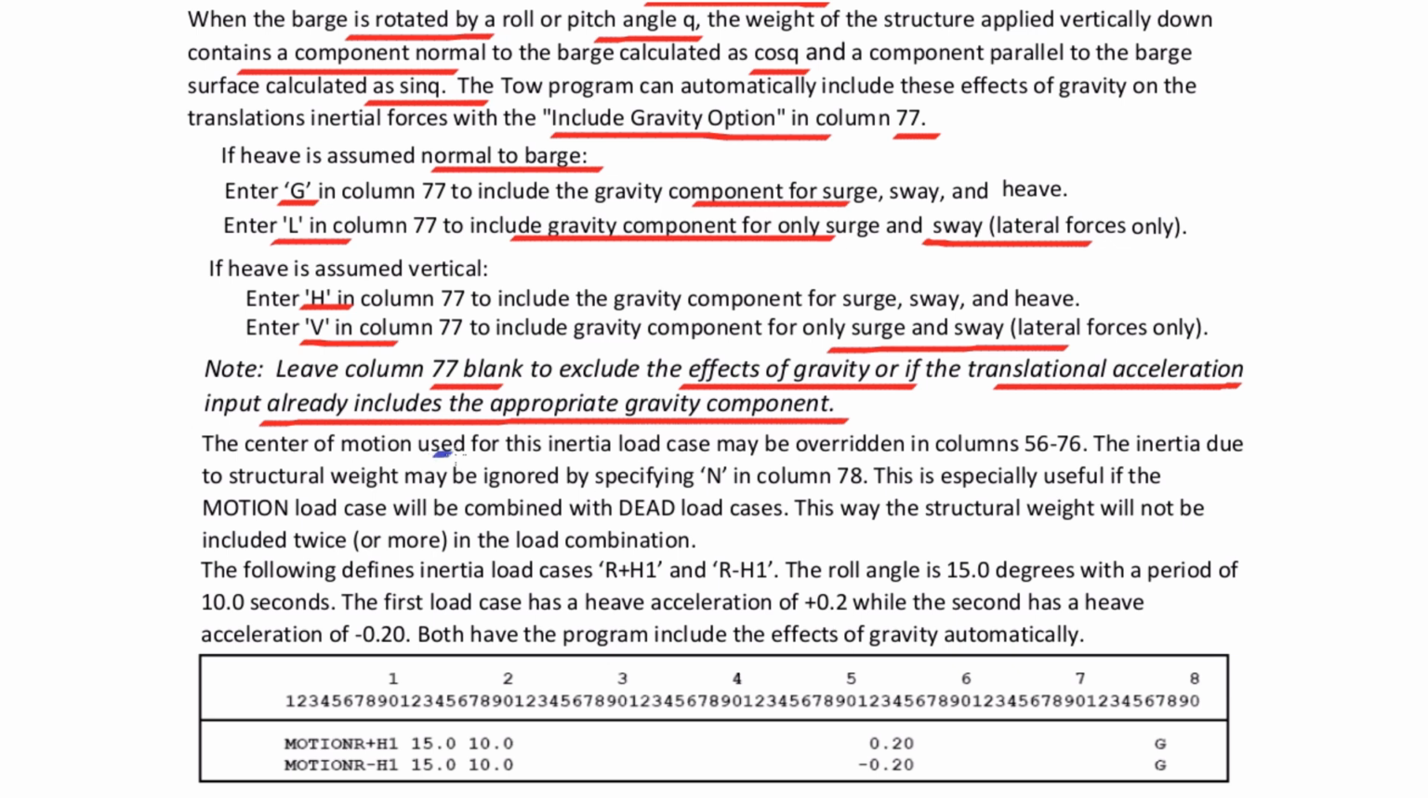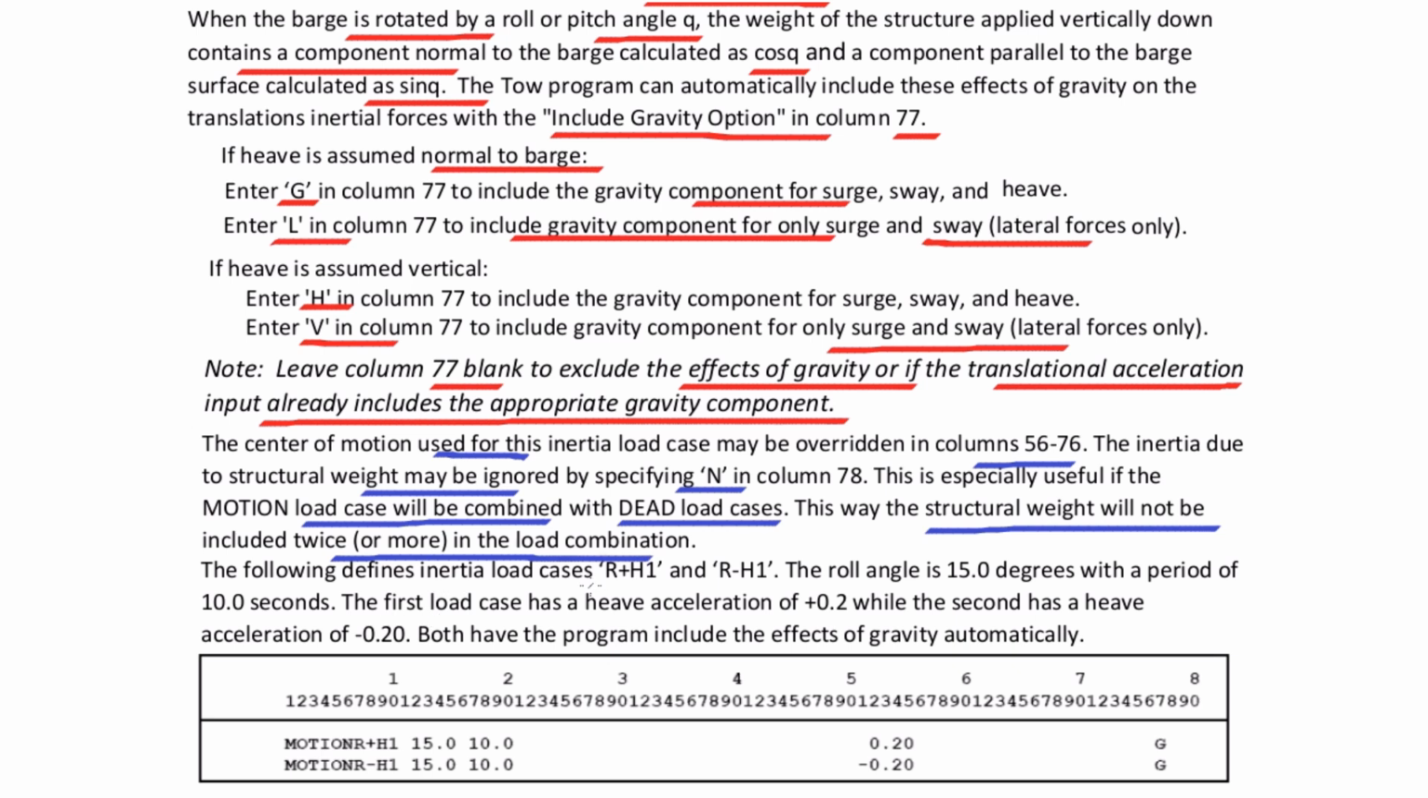The center of motion used for this inertia load case may be overridden in columns 56-76. Inertia due to the structural weight may be ignored by specifying n. This is especially useful if the motion load case will be combined with the dead loads. This way the structural weight will not be included twice.